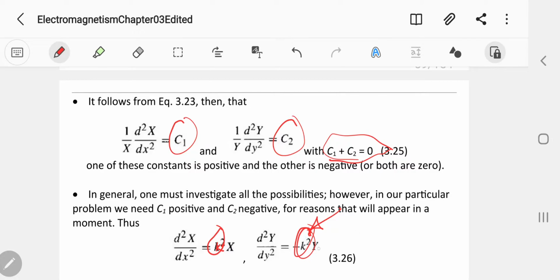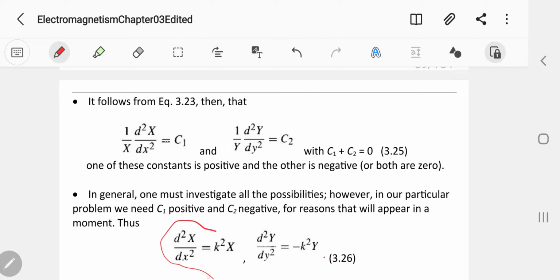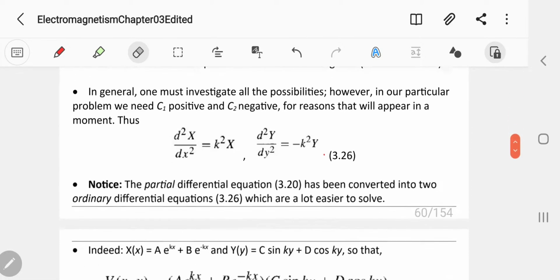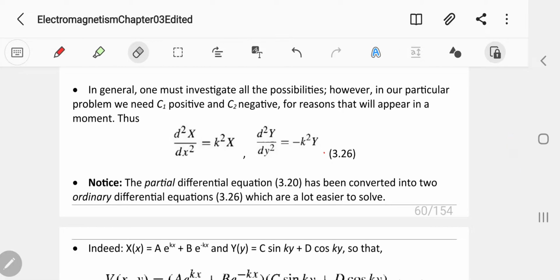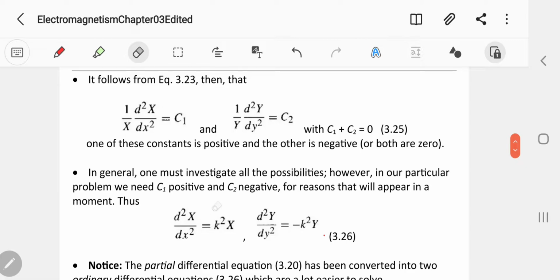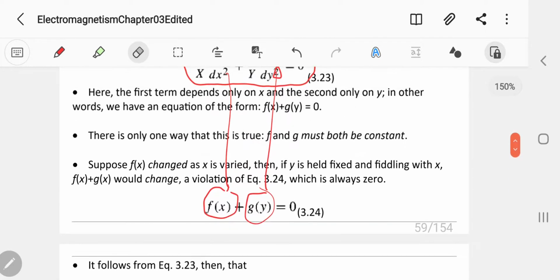The differential equation with negative k square will have a solution of sinusoidal waves, and this one will have a solution that's exponential in nature. So the partial differential equation has been converted into ordinary differential equations. Look here, you have ordinary differential equations because they are now just functions of one variable. Y is just a function of one variable.